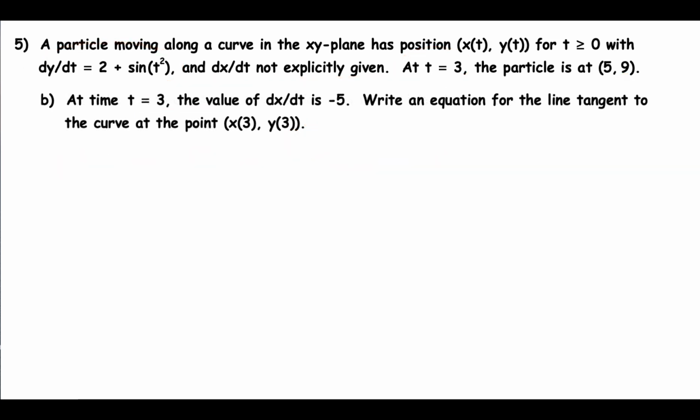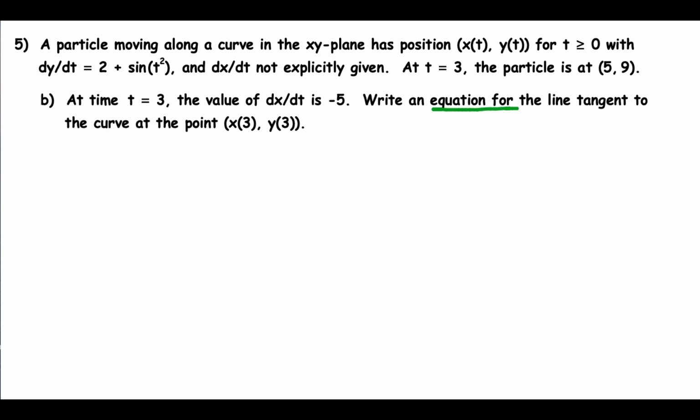Part B. At time t equals 3, the value of dx/dt is negative 5. So even though dx/dt is not explicitly given, we get a little sneak peek of it at least, and that's helpful. Write an equation for the tangent line to the curve at the point x of 3, y of 3.